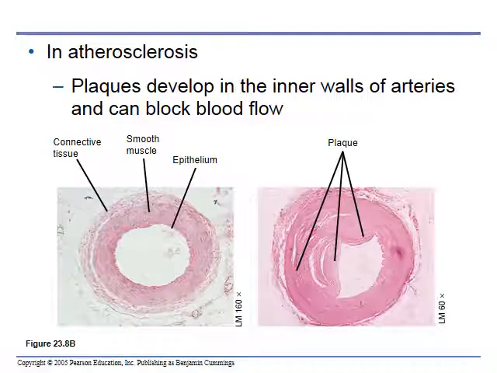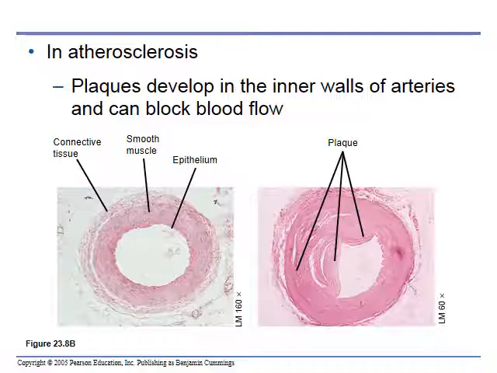When we look at atherosclerosis, it is plaque developing in the inner walls of the arteries, and that is what can block blood flow. So you can see on the left you have a nice open artery, and on the right it has very much closed off. Now there's different things they can do to help open that up. They can stick a little balloon in there and kind of open that artery up. If it's really bad, you can do bypass surgery and actually replace the pieces. But plaque buildup is bad.